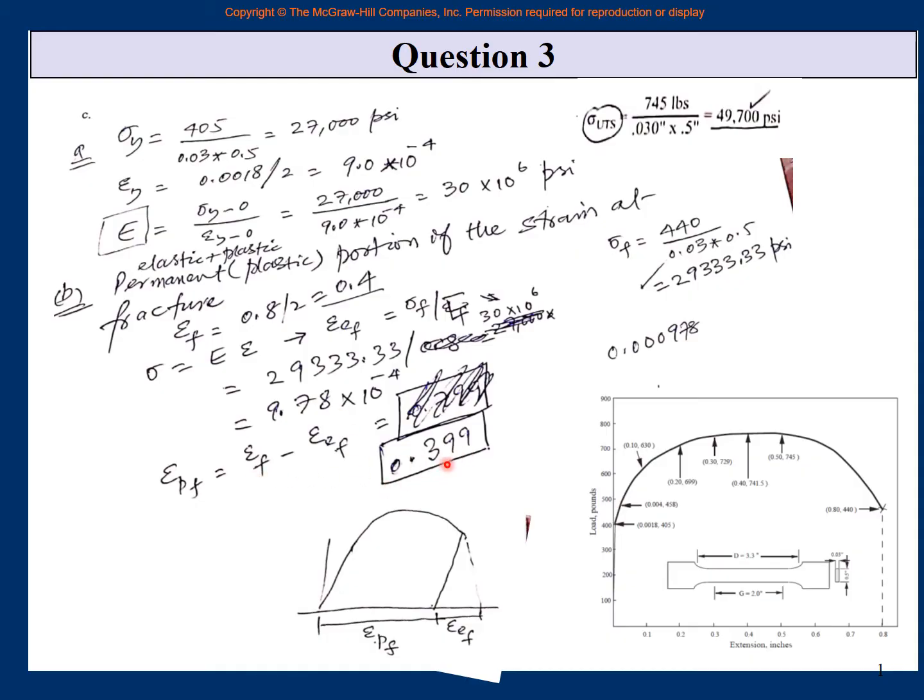So this is very close to 0.4. Of course, the elastic portion is always a very small region. So 0.399, if you round it off, it will be 0.4, but that will be wrong, right? 0.4 is the total strain at fracture, and 0.399 is the plastic portion of the strain at fracture.